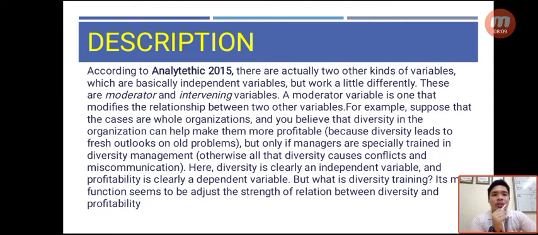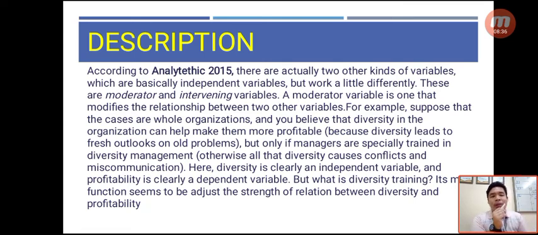According to Analytic 2015, there are actually two other kind of variables which are basically dependent variables but work a little differently. These are moderator and intervening variables. A moderator variable is one that modifies the relationship between two other variables. For example, suppose that the cases are whole organization and believe to the diversity and the organization can help make them more profitable.